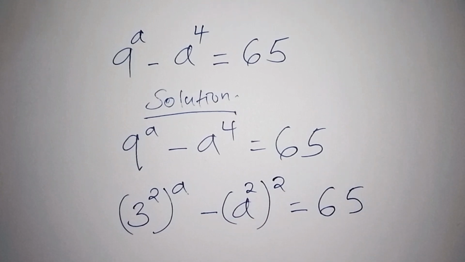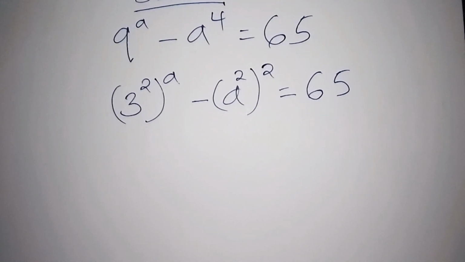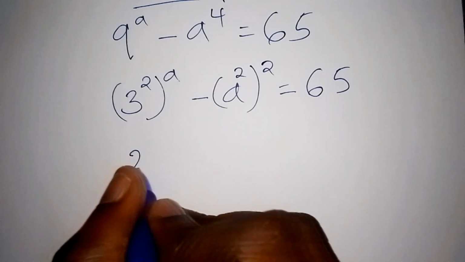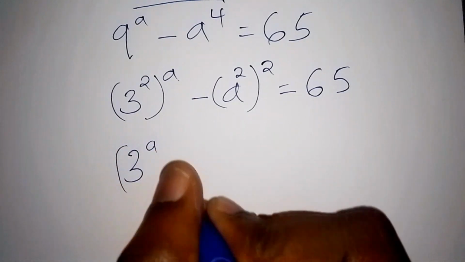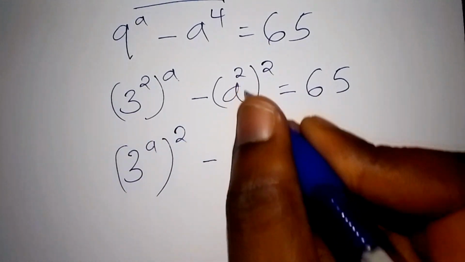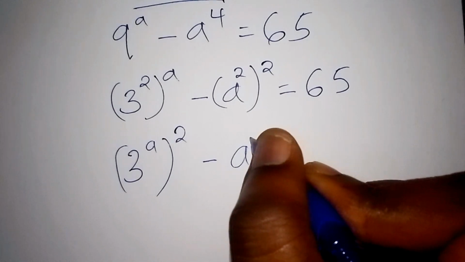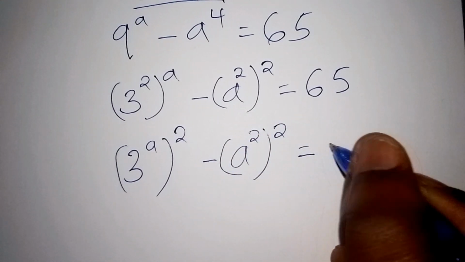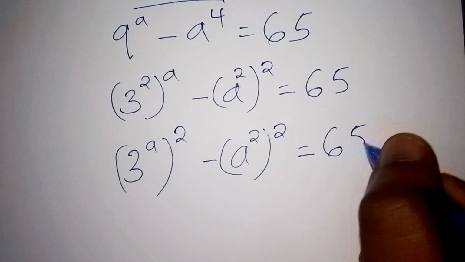So the second step, we need to rewrite this equation. Instead of having 3 to the power of 2a, we can have 3 to the power of a, in brackets, to the power of 2, then minus, this one shall remain the same, a to the power of 2, in brackets, to the power of 2, is equal to 65.